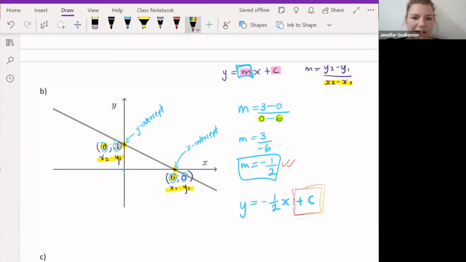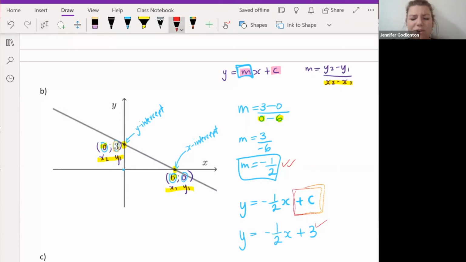Now the last part of this is we have to figure out this plus c. And remember that plus c is our y-intercept. I've even labeled it on this graph over here. So what number do you think that y-intercept is going to be? Have a look. Okay, our y-intercept is 3. It's crossing our y-axis at 3, which means that my equation is going to be y is equal to a half x plus 3. Give yourself some marks there.